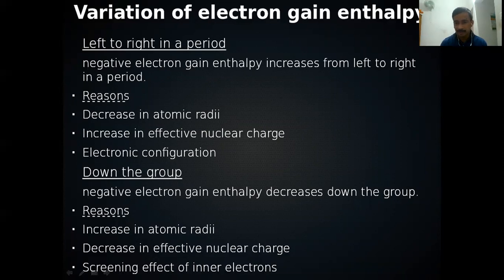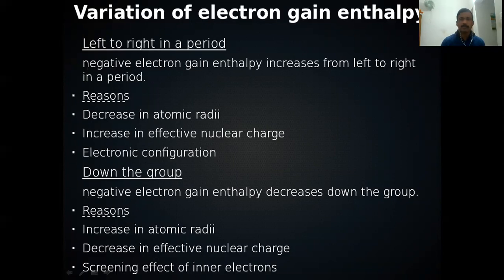Electronic configuration is another reason. For fluorine, it requires only one more electron to get a noble gas configuration, so it is ready to accept an electron. But in the case of lithium, it has only one electron in its outermost orbital, and if it can remove that electron, it will get a noble gas configuration. So lithium has no tendency to accept electrons. Always it is ready to give electrons. So electronic configuration is another factor.